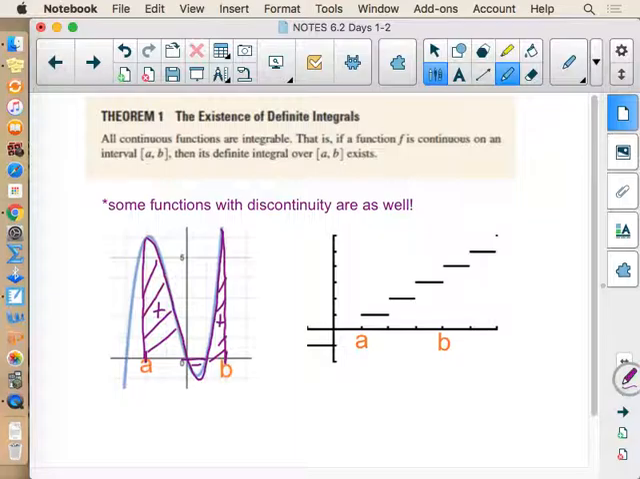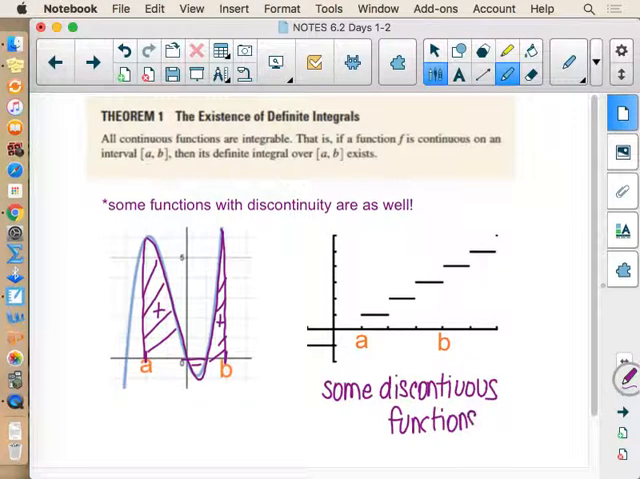It doesn't say anything about functions that aren't continuous, but here's what we know. There are some discontinuous functions that you can also have an integral for. So we don't want to assume that that's telling us anything else. This was the one, or similar to your warm-ups. Some discontinuous functions are also able to have an integral taken on intervals of it, just like we did for warm-ups yesterday on the greatest integer function.